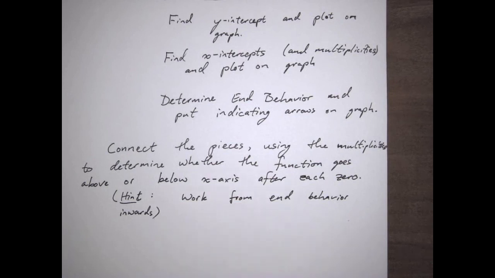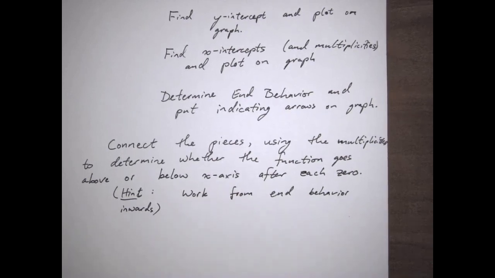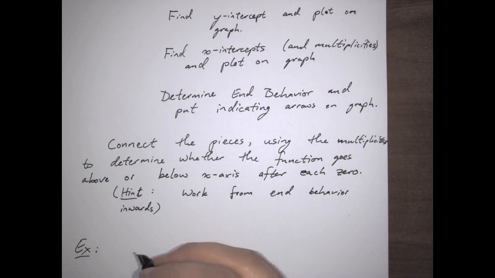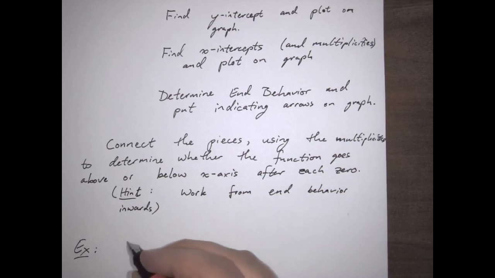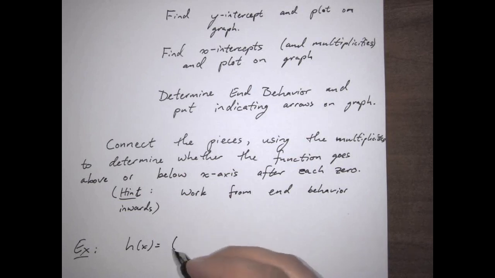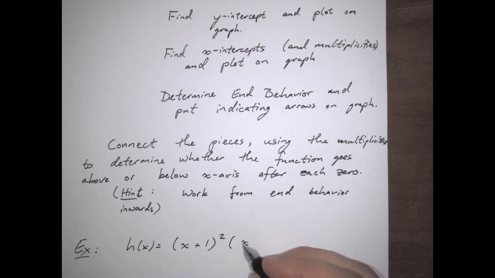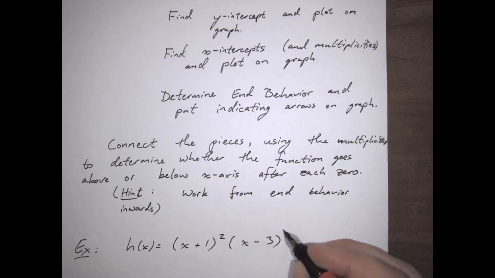All right, let's try an example of this, an example like the following. Let's go: h of x is equal to (x plus 1) squared times (x minus 3) cubed.